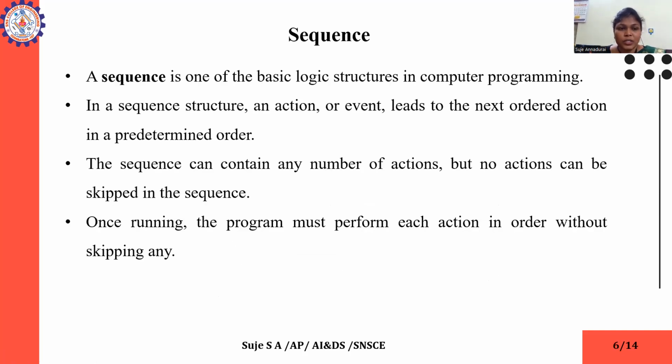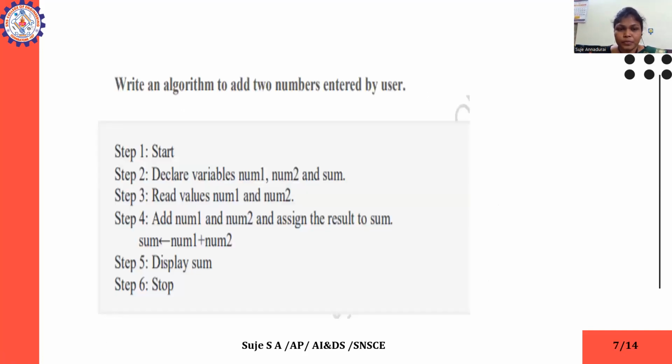Next is the sequence. A sequence is one of the basic logic structures in computer programming. In a sequence structure, an action or event leads to the next ordered action in a predetermined order. The sequence can contain any number of actions, but no actions can be skipped in the sequence. Once running, the program must perform each action in order without skipping any.